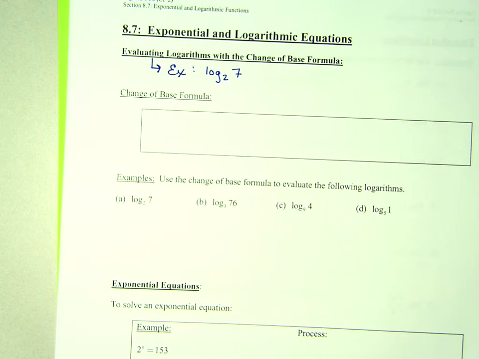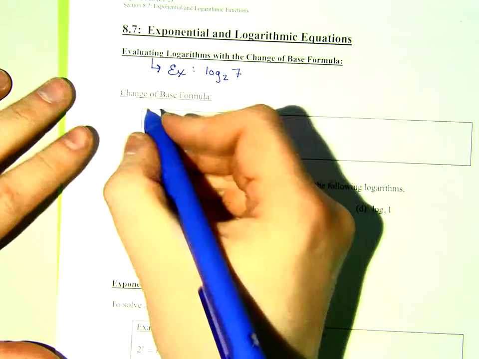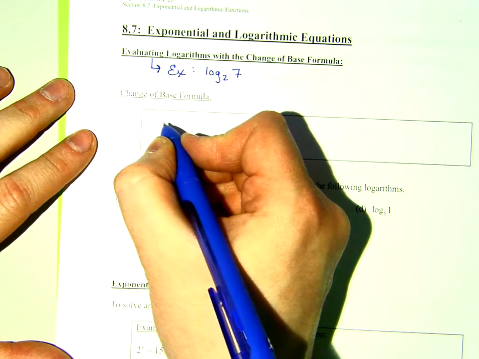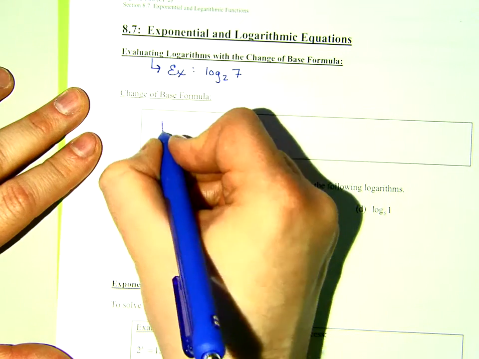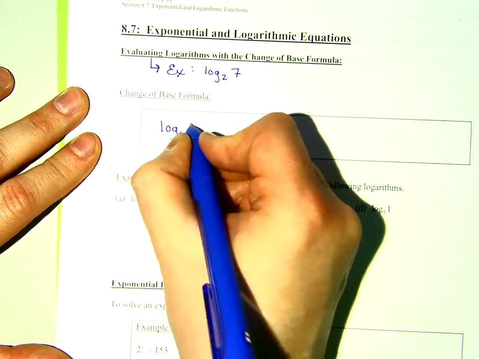Now, your calculator has a log base 10 button. Some calculators also have another log button. We're not going to do that. We're going to see how we can use log base 10. There is a formula called the change of base formula that lets us do any type of logarithm on the calculator.